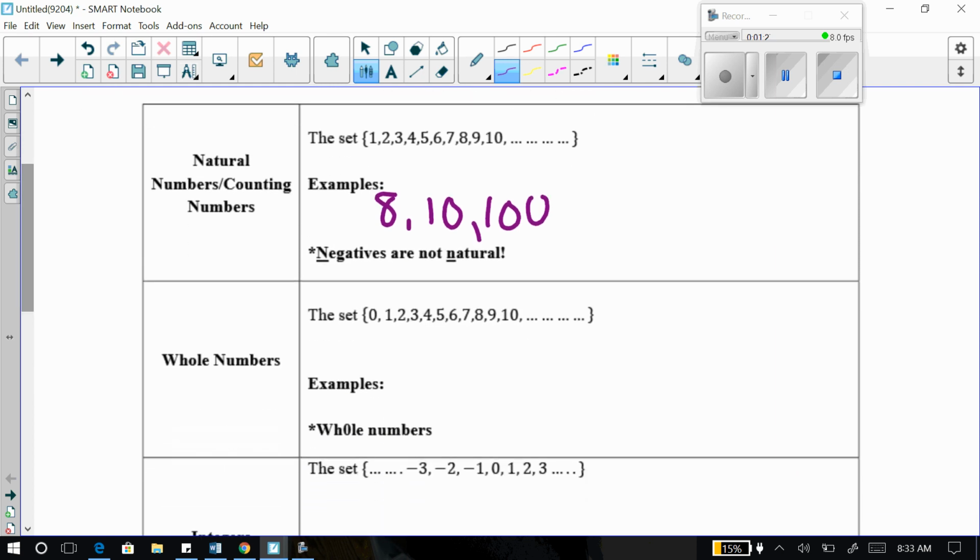The next set of numbers are whole numbers. And I remember whole numbers because if you write out whole, 0 is right in the middle of that word. So whole numbers start at 0: 0, 1, 2, 3, 4, 5, 6, so on and so forth. So 0 is an example of a whole number. 100 is an example of a whole number. 500 is an example of a whole number. Now remember, they could be in multiple sets. It could be a natural number and a whole number, just like 100.